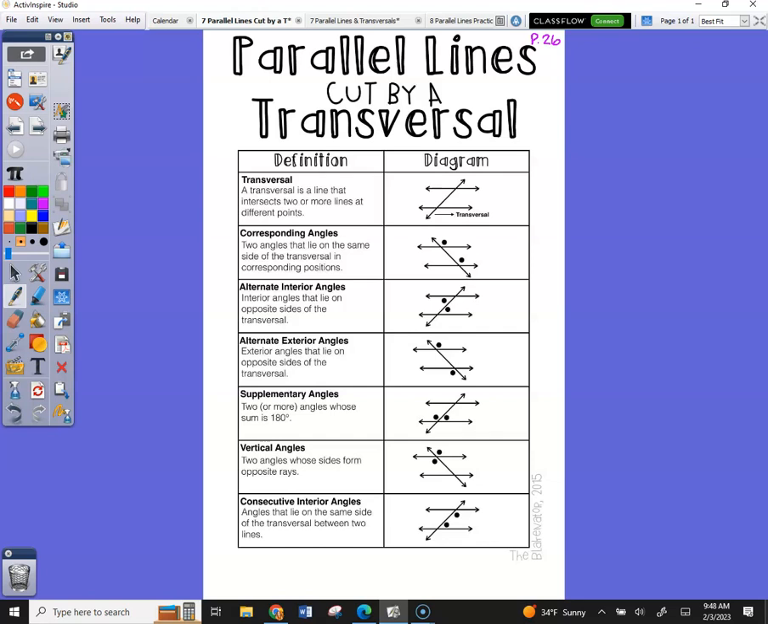So, new vocab words. Let's see. I need to throw you highlighters. And welcome to Miss Holcombe's math class. All right. This is page 26. We've got some vocab words to highlight.